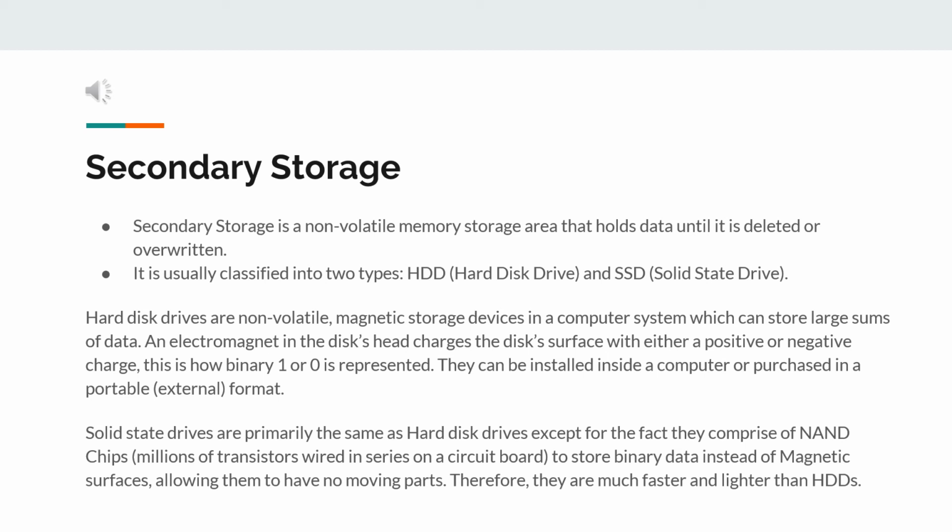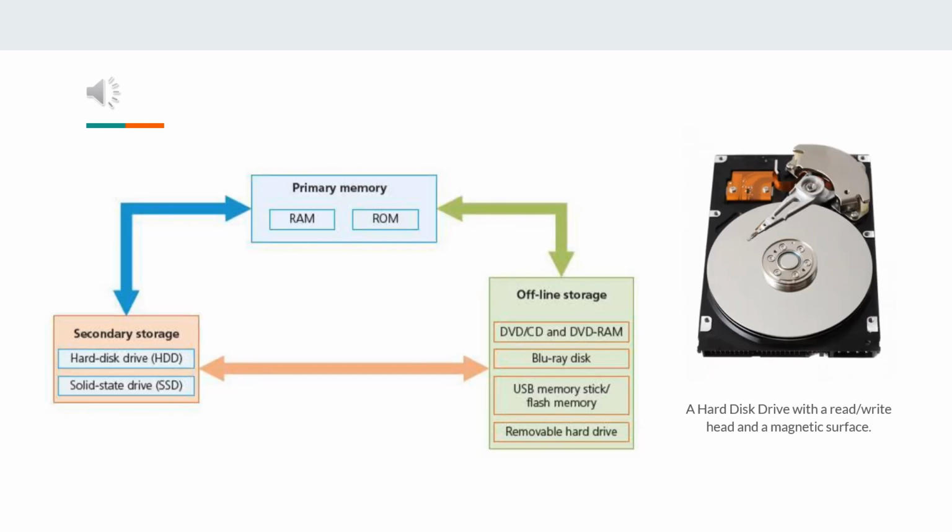Solid state drives are primarily the same as hard disk drives, except for the fact that they comprise NAND chips instead of magnetic surfaces, allowing them to have no moving parts. Therefore, they are much faster and lighter than HDDs. They also run much cooler than HDDs. This diagram and the adjacent picture will help you to picture it better.